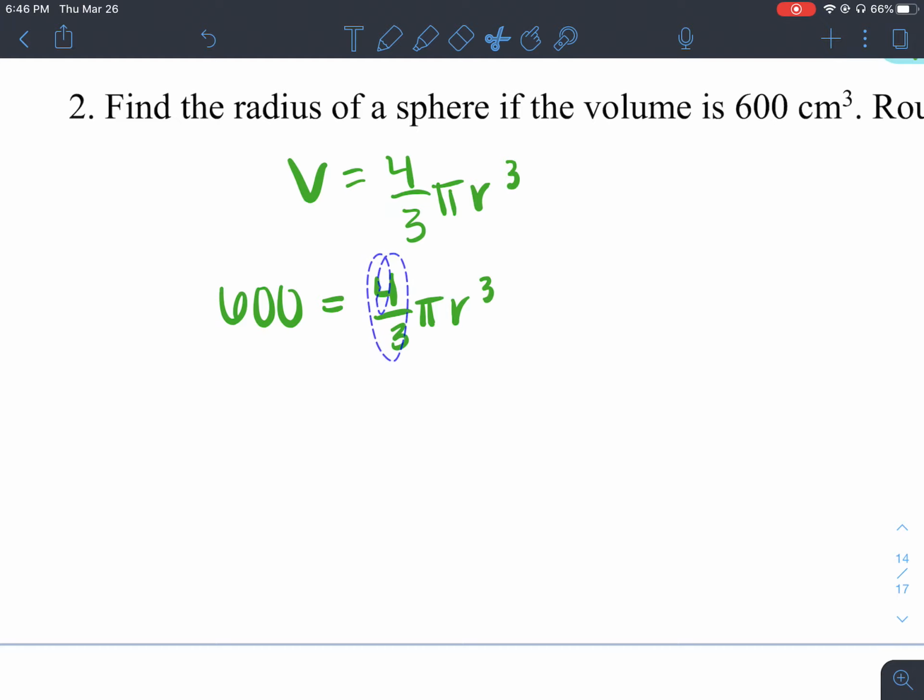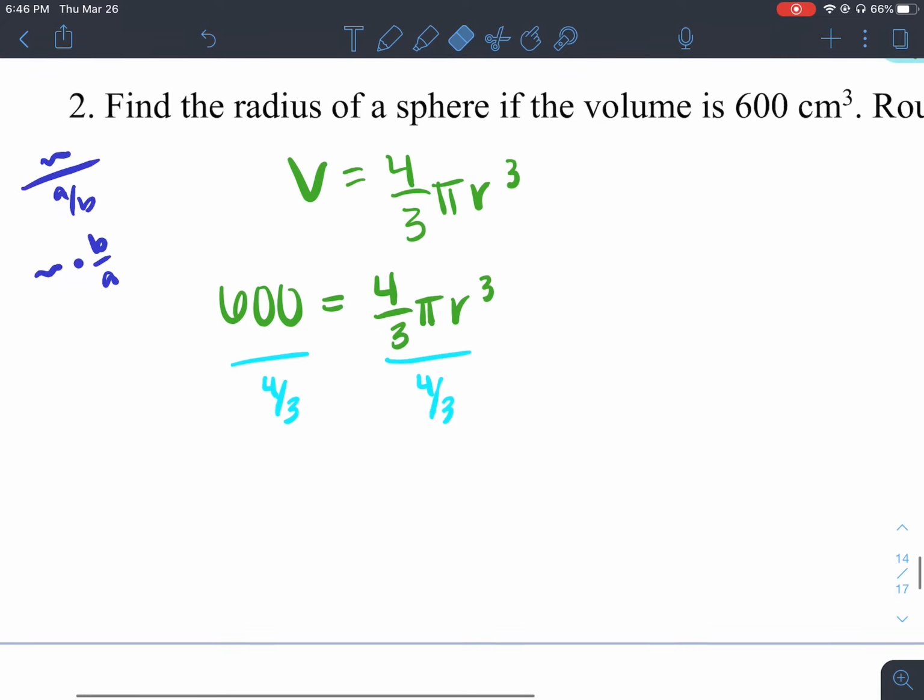4/3 is being multiplied by the pi and the r cubed. So to undo multiplication, we do division. Now, I'm dividing by a fraction. Dividing by a fraction isn't always super fun. Remember, if you're dividing by a fraction, if you've got something divided by, say, a over b, that is the same as that something times b over a. It's that copy dot flop. So that's what we're going to actually end up doing. To save myself a little bit of confusion, I'm going to start by just doing the copy dot flop right away. So to divide by 4/3 is the same as to multiply by 3/4.